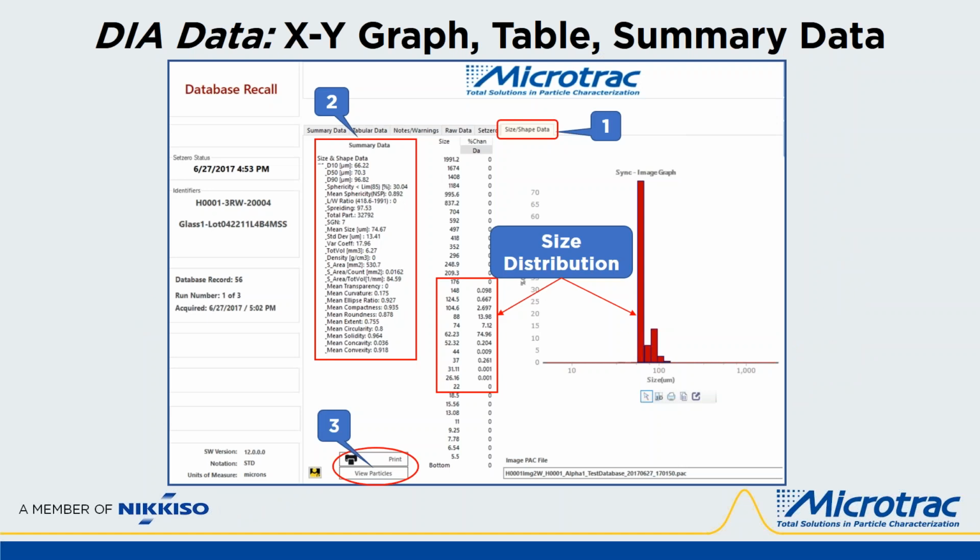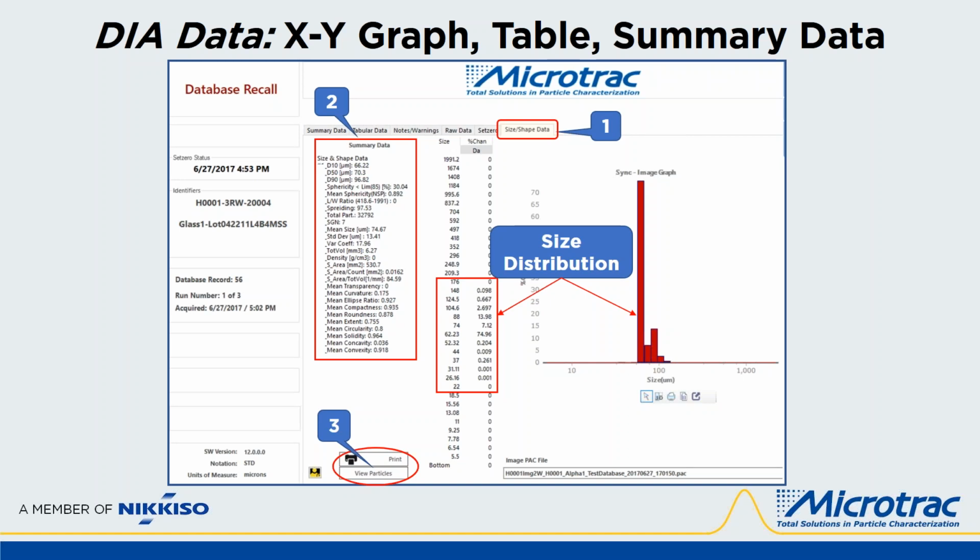This slide shows the size shape data tab opened, callout 1, which displays some image analysis data as well as some selections for accessing more screens of image analysis data. The size distribution graph and tabular data are shown to the right.